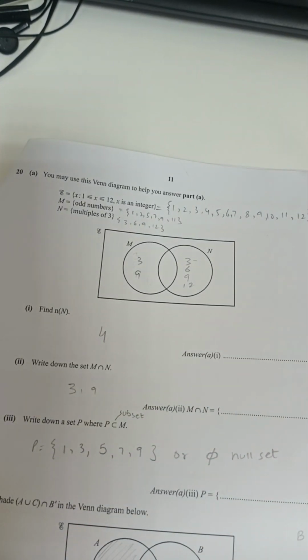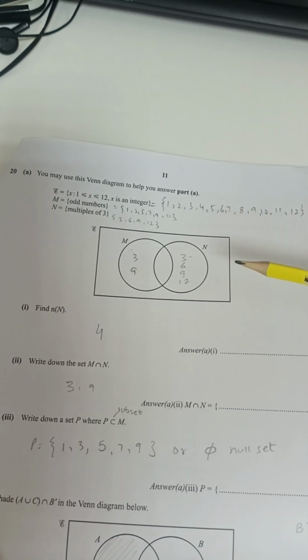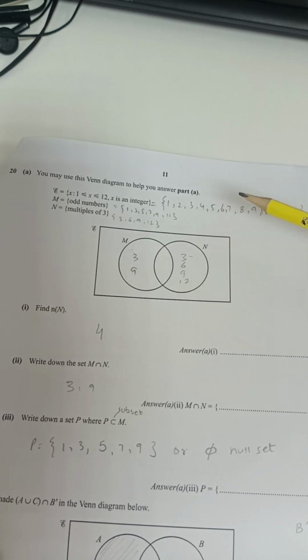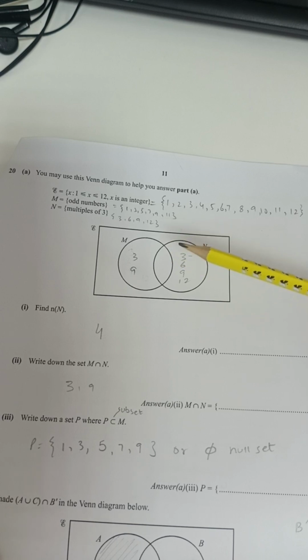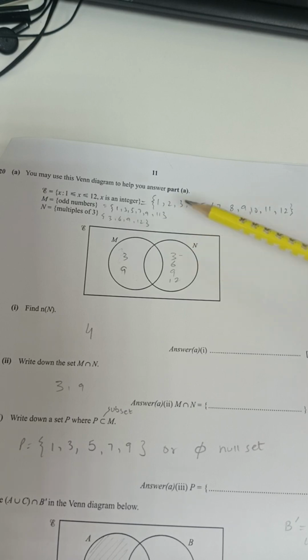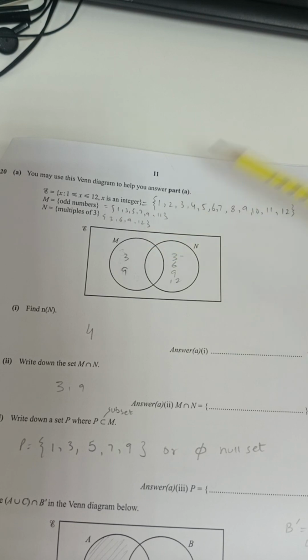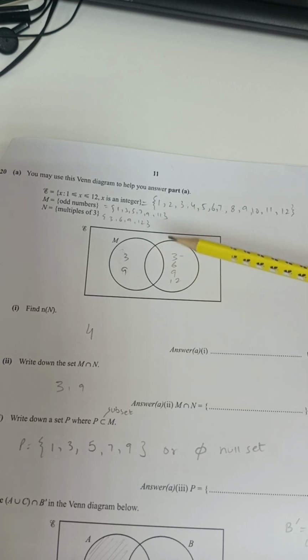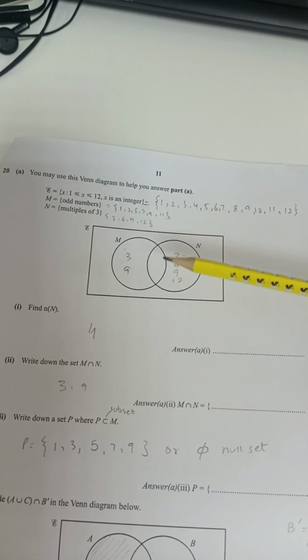Alright, question 20 is a Venn diagram which is given over here, and it says that M is the set of odd numbers, N is the set of multiples of 3, and the set belongs from the number 1 less than or equal to x less than or equal to 12. Means we have the set of numbers from 1 to 12. Then for M we just have the odd numbers. Odd numbers over here are 3, 9, 1 is there, and 11 is there. And then for N we have 3, 6, 9 and 12, which are multiples of 3.